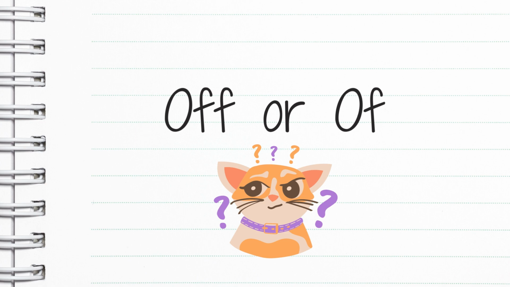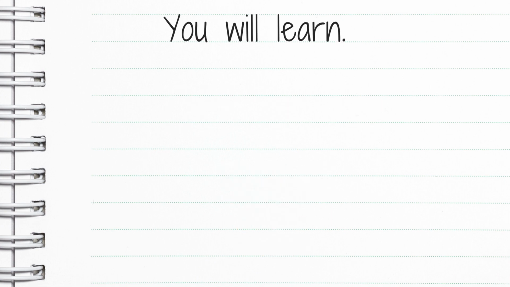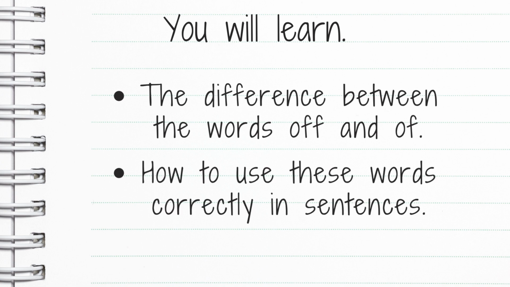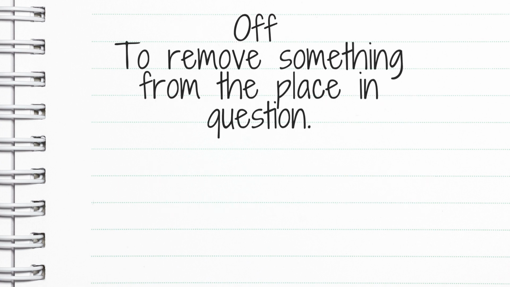This is English with Fliss, and today we are going to learn the difference between the two words off and of. These are not homophones. They are just two words that look similar but have different meanings and different pronunciation. So you will learn the difference between the words off and of and how to use these words correctly in sentences. So let's have a look at the word off.